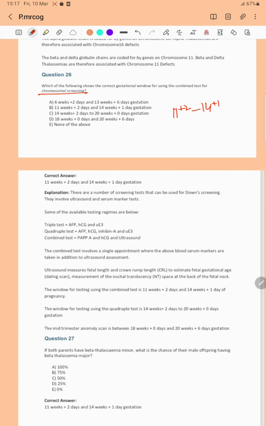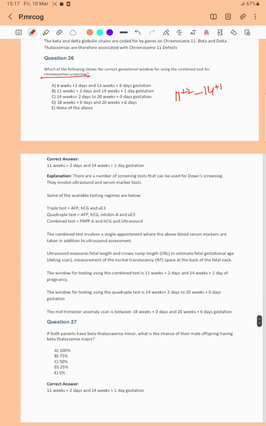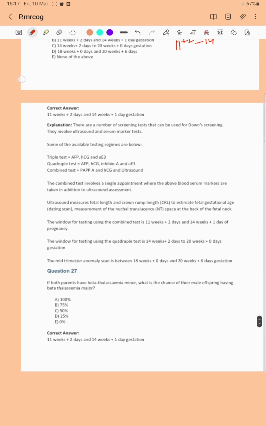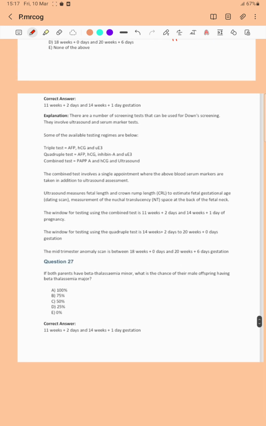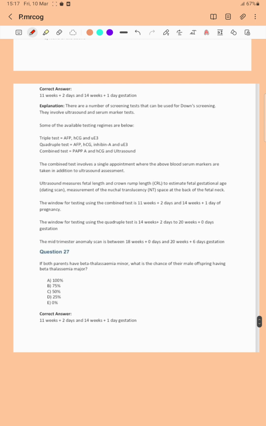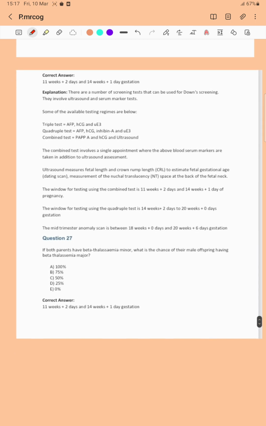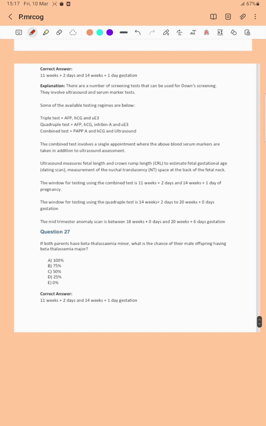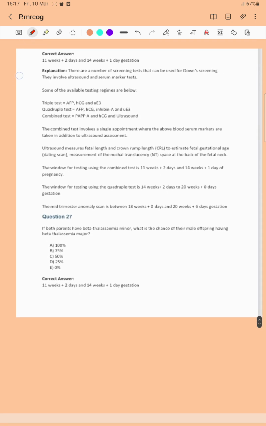There are a number of screening tests that can be used for Down syndrome screening. They involve ultrasound and serum marker tests, and some of the available test regimes are the triple test, which is AFP, HCG, and estriol, the quadruple test, AFP, HCG, inhibin A, and estriol, and the combined test, which is PAPP-A, HCG, and ultrasound.